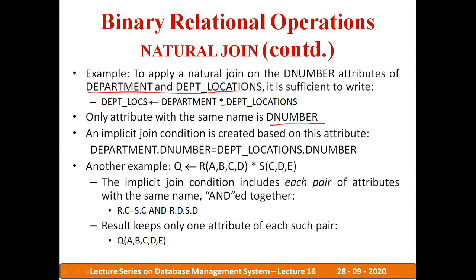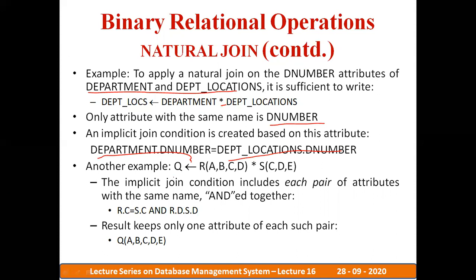That is, department dot D number is equal to department locations dot D number. So you need not specify any join condition here, and we are using the natural join. It will directly take whatever the same attribute is there in relation R and S, and it will join the tables.